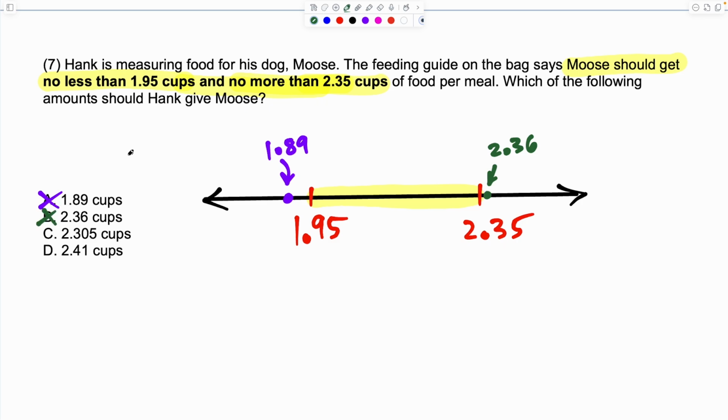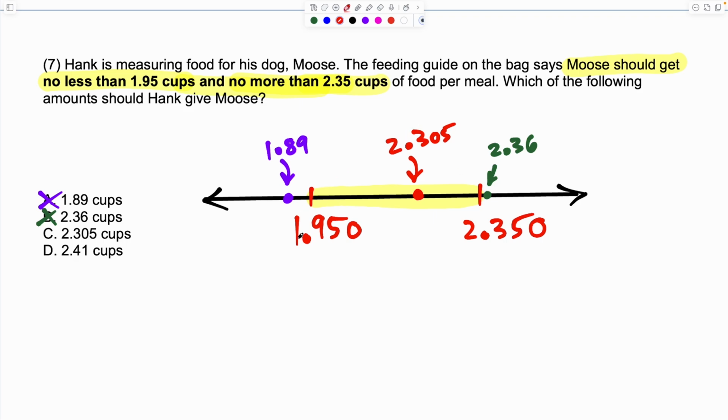So B is out. And now we look next at, let's say, 2.305. Well, if I put trailing zeros at the end of these numbers, let's say I write 1.95 as 1.950 and this as 2.350, we could see that 2.305 is going to be less than 2.350. So 2.305 is definitely less than 2.350 because if we look after the 2 in the decimal, 305 is smaller than 350.